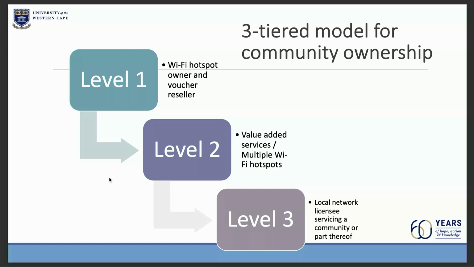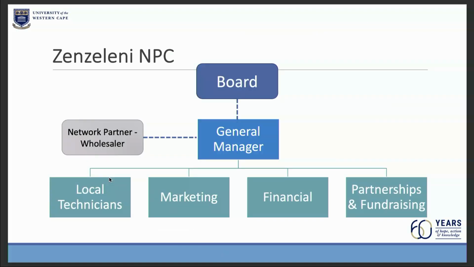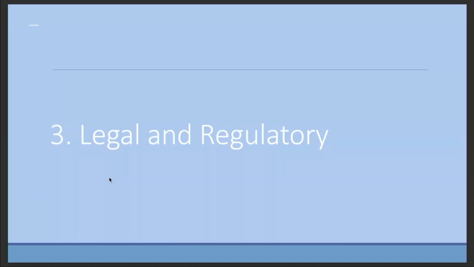So there's a three-tiered model, and the three-tiered model means you could start selling vouchers, you could then add value-added services to your hotspot, or you could even take over an entire small area and become a mini ISP, if you like. This is the structure of the organization, which has a lot more potential. It's very, very slim in the way it operates.